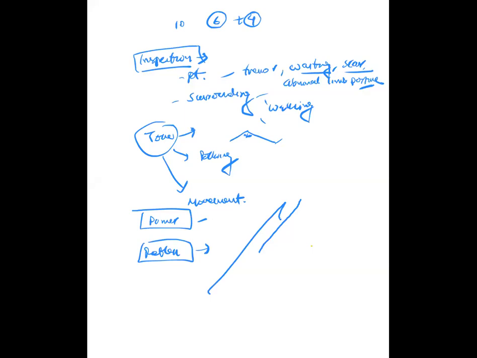To see the coordination, I will ask the patient, please place your heel over the knee and drag it down to the ankle. Then I will say, just do it on the other side. So in this way, I will see the coordination. After that, I will check the sensation.